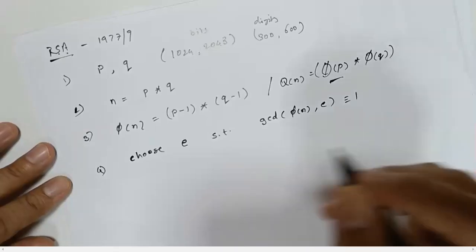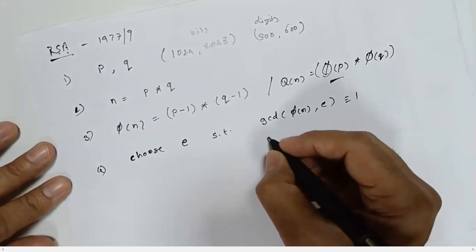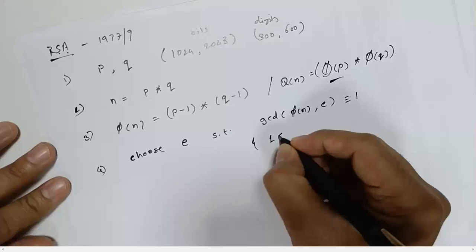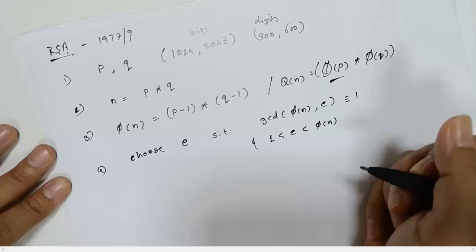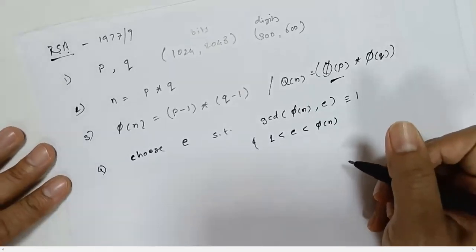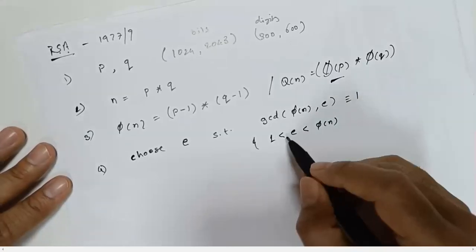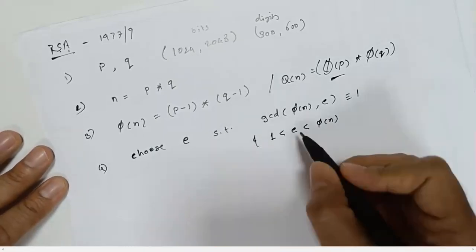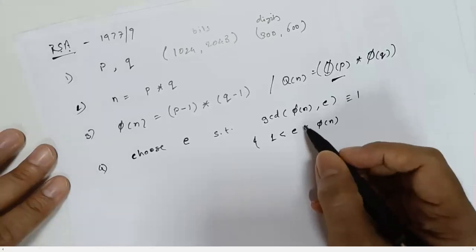Okay, and E should be less than phi of n. So there are two conditions. One is GCD of phi of n and E has to be 1, and E should lie between 1 and phi of n. So you have to choose any such number which satisfies this condition.